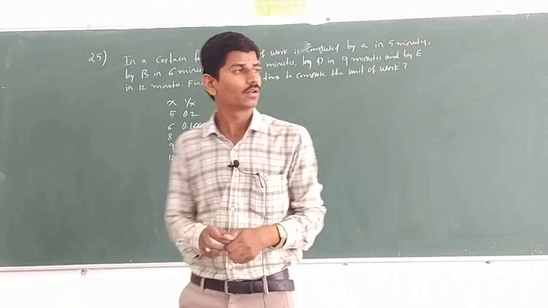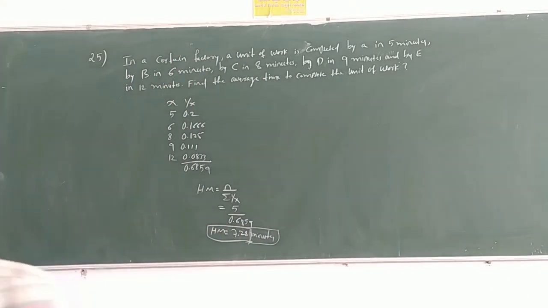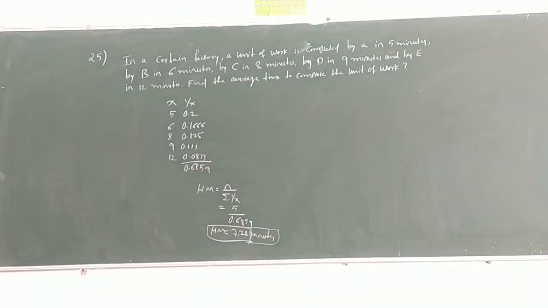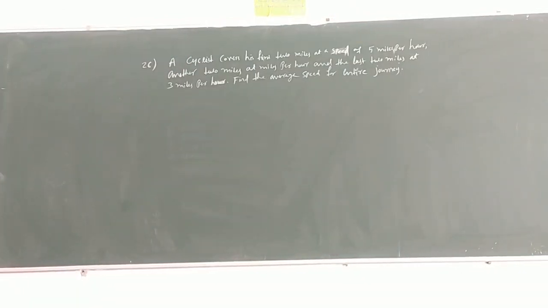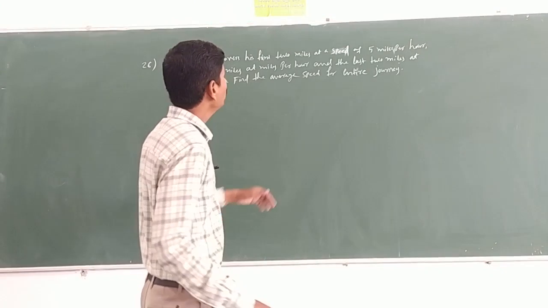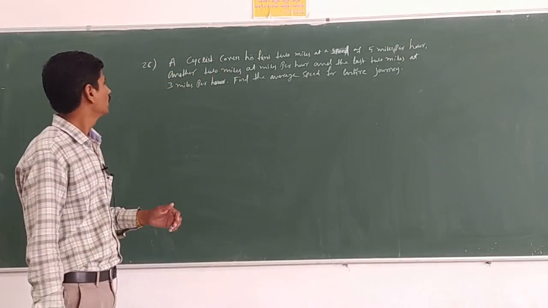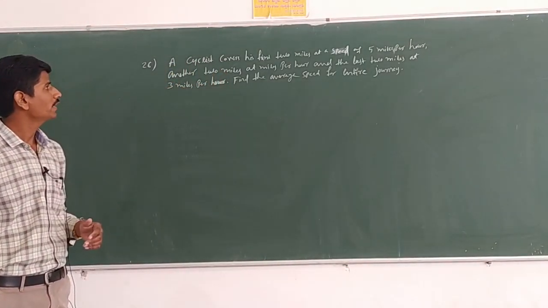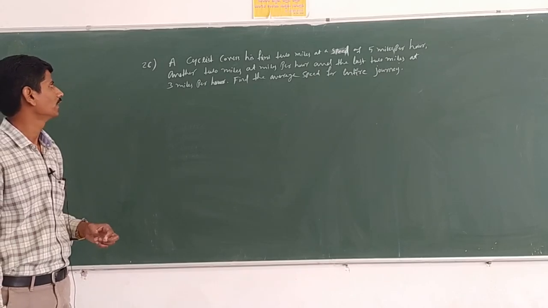The next, the 26th problem. A cyclist covers his first 2 miles at a speed of 5 miles per hour, another 2 miles at 4 miles per hour, and the last 2 miles at 3 miles per hour. Find the average speed for the entire journey.